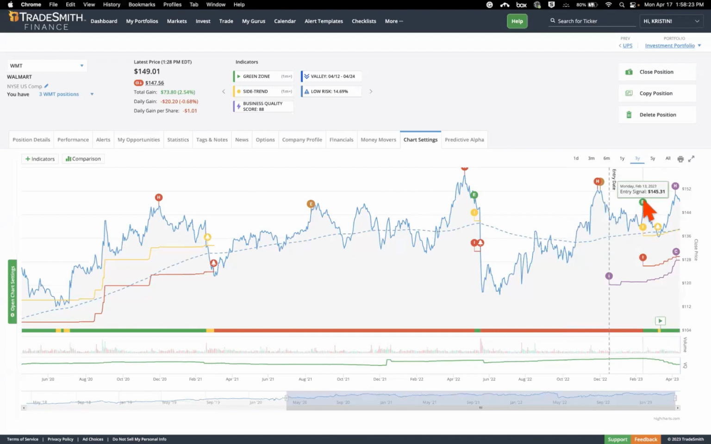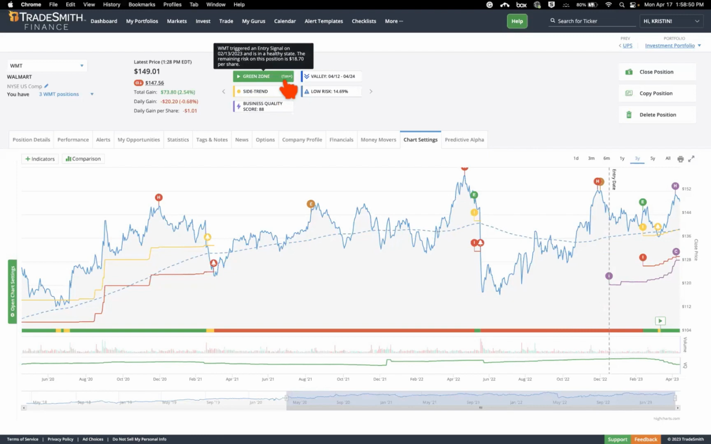It just got an entry signal on February 13th of this year, and it's been in the green, except right here. It went into yellow for a short amount of time and went back into the green. So that's what I'm saying: when you hover over this and you see Walmart triggered an entry signal on February 13th of 2023, but you see it's been in the green for 1 month, that's where the confusion can come in. It was in the yellow.